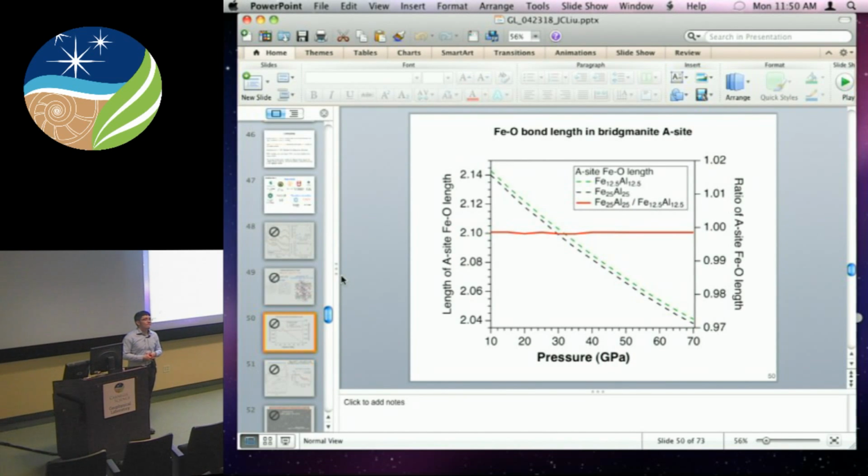Do you have ambient data? The ambient Mossbauer data, yes, I didn't plot here. Yeah, we do have ambient data. It shows only one doublet in the synchrotron Mossbauer, so very small quadrupole splitting.